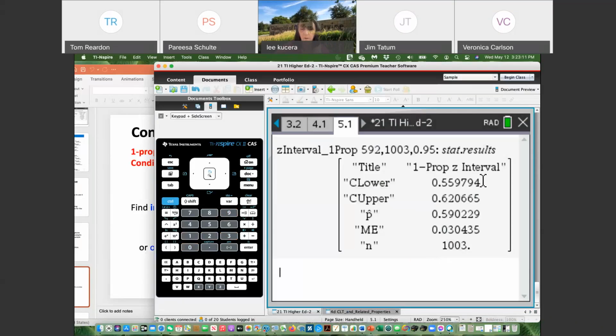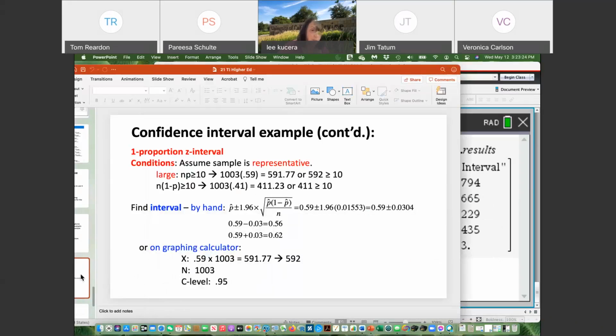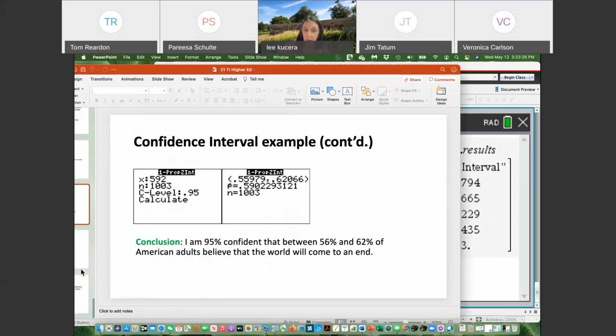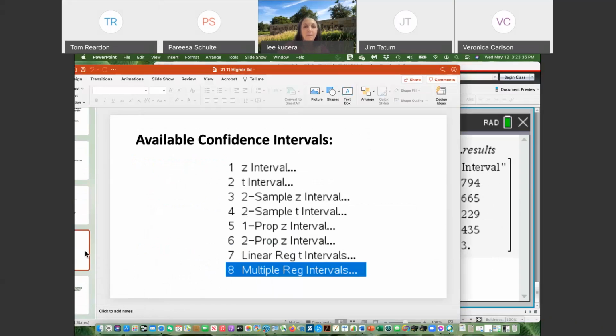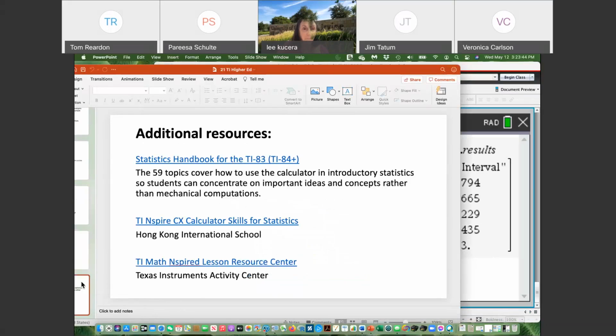We got my lower bound, upper bound. There's my actual proportion, which is 59 and a decimal. And there's my margin of error, as well as my count. Okay. And then they'd have to put the conclusion. I'm 95% confident that between 56% and 62% of American adults believe that the world will come to an end. Kind of a scary thought, huh? These are the confidence intervals that are available on both the 84 and the Nspire. And then lastly, some quick references.